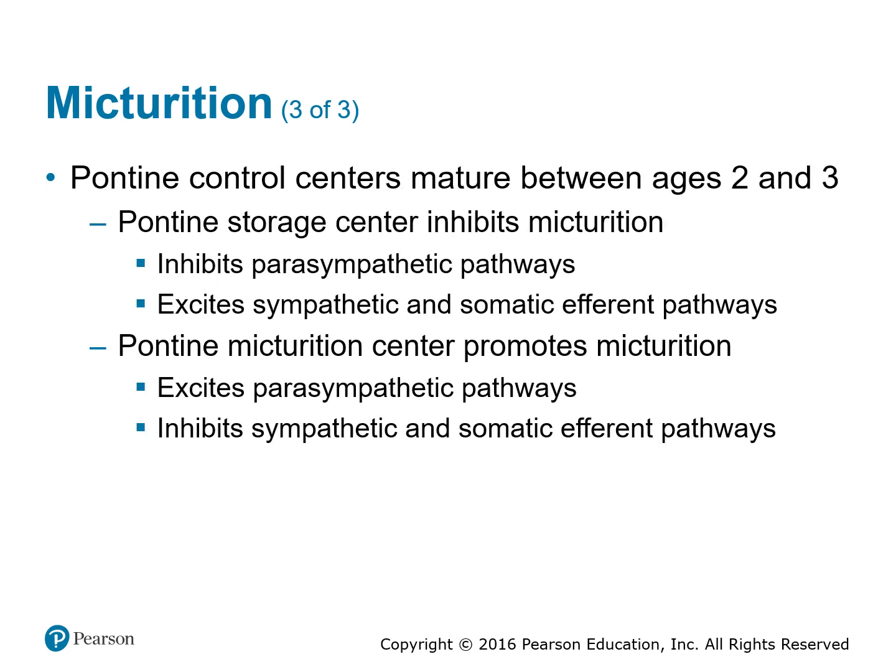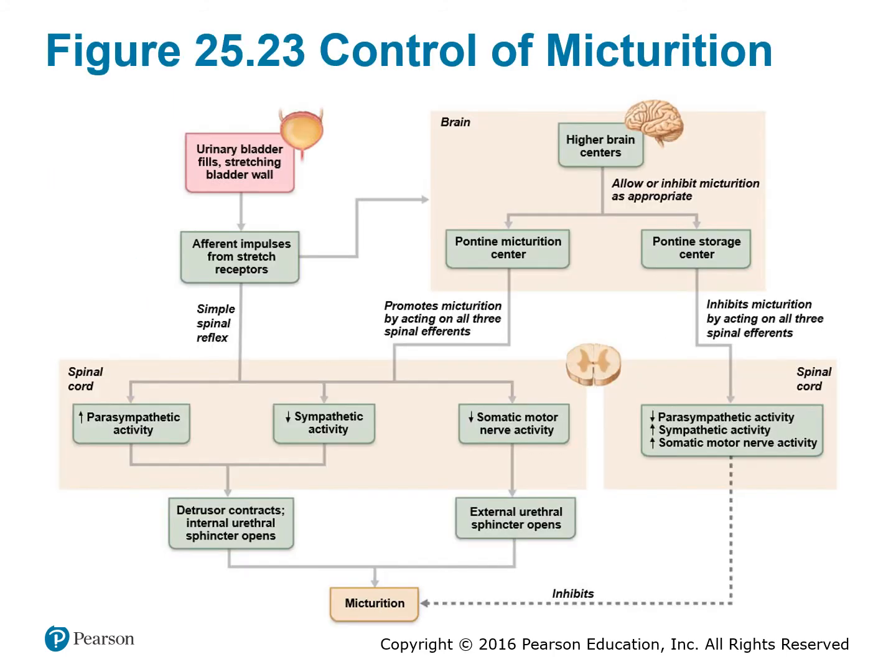Pontine, so the pons. Pontine control centers mature at about age 2 to 3. The pontine storage center inhibits micturition, inhibits parasympathetic pathways, and excites sympathetic, or that fight or flight, and somatoefferent motor pathways. The pontine micturition center promotes micturition, so urine, excites parasympathetics, and inhibits sympathetics and somatoefferents. And you can see this nice pathway here.